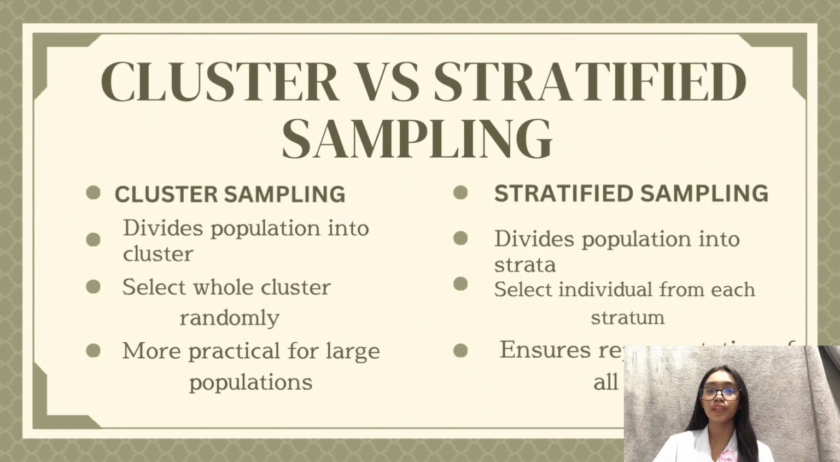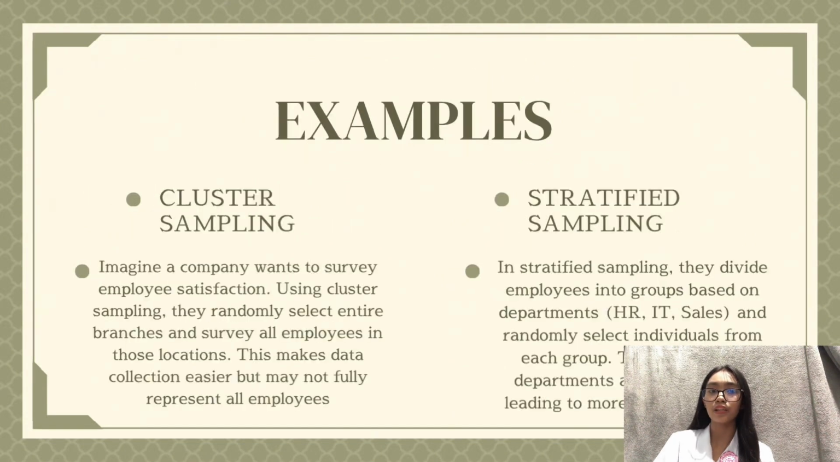Stratified random sampling is a way to pick people for a study by dividing them into smaller groups called strata, based on similar traits like age, gender, or income. Then a few random people are chosen from each group to make sure all groups are fairly represented in the final sample. Next, let me give you some examples of stratified sampling.